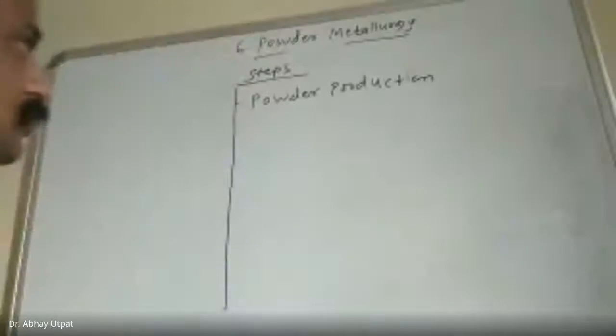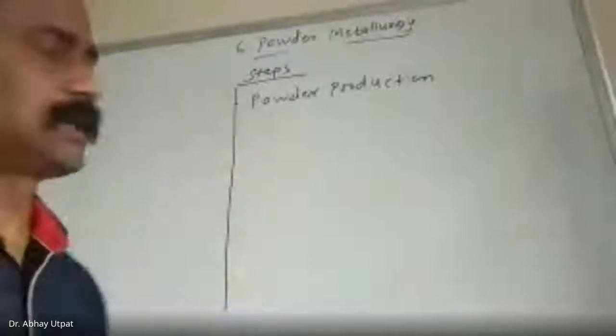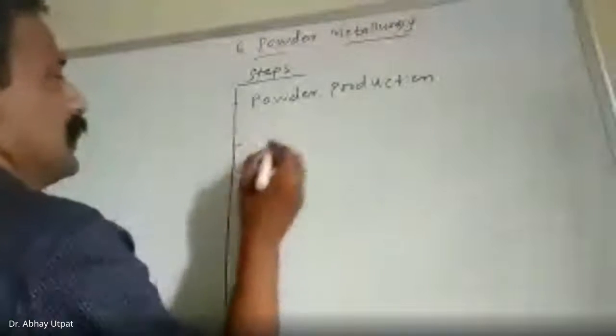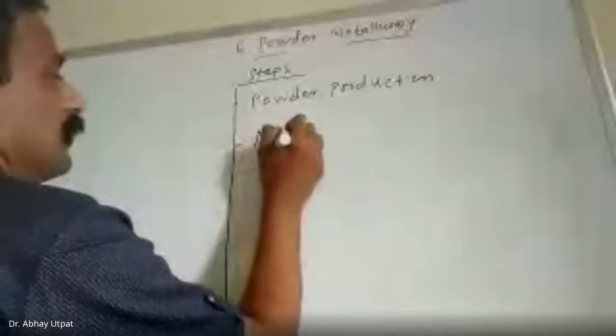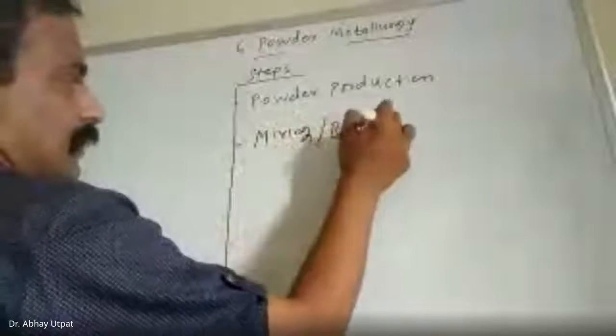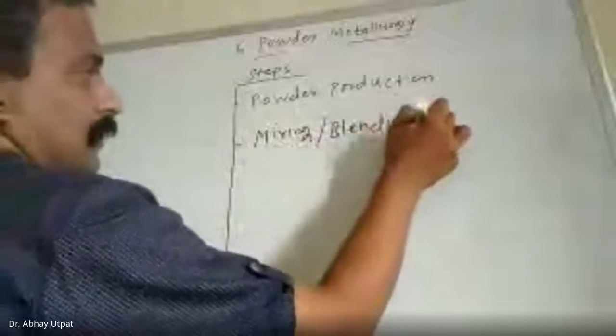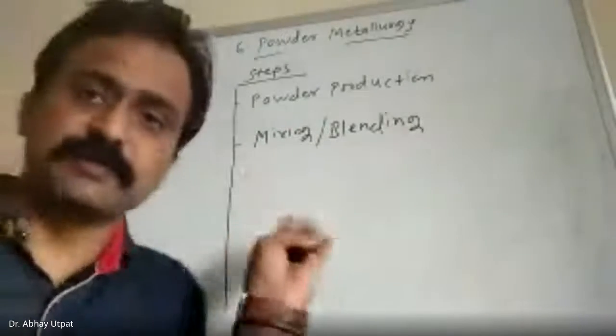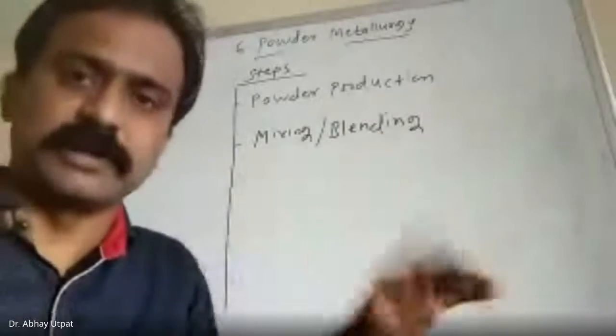Okay. So write down. First is powder production. Second, mixing, blending. These are the steps in powder metallurgy product.